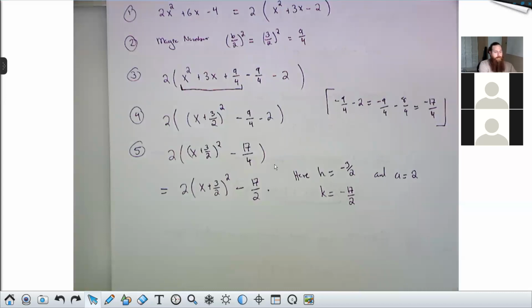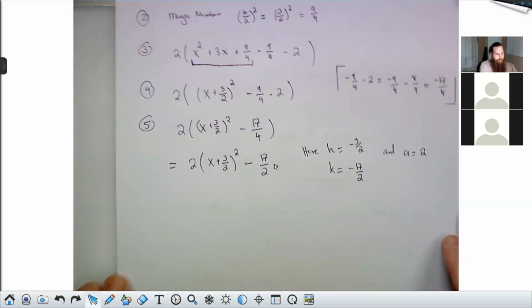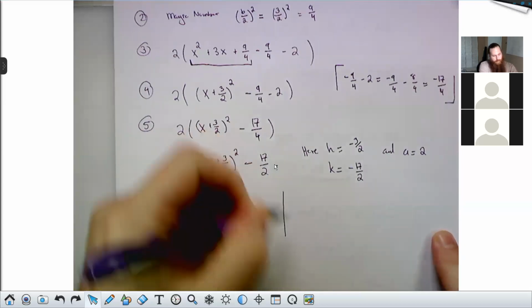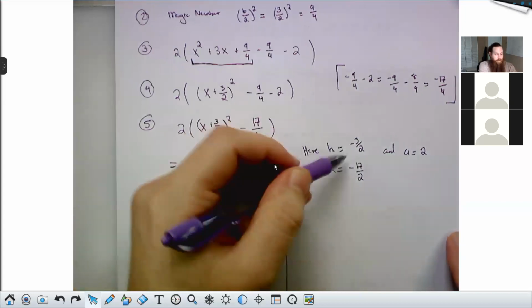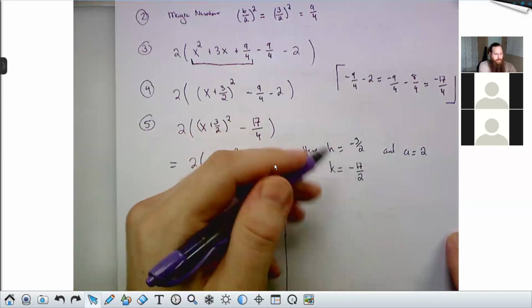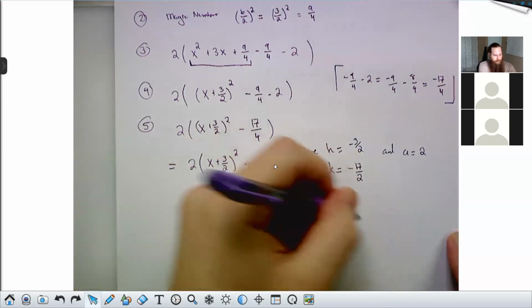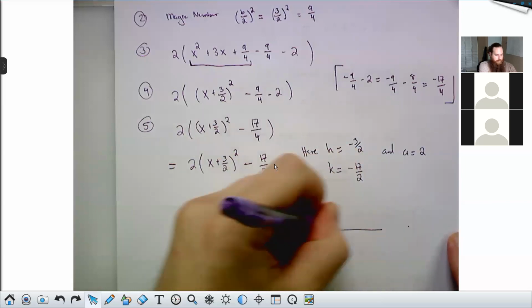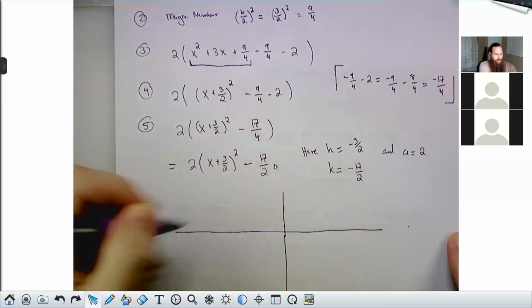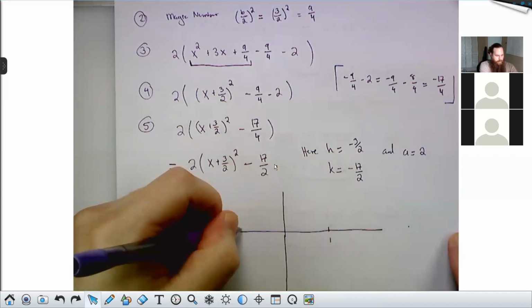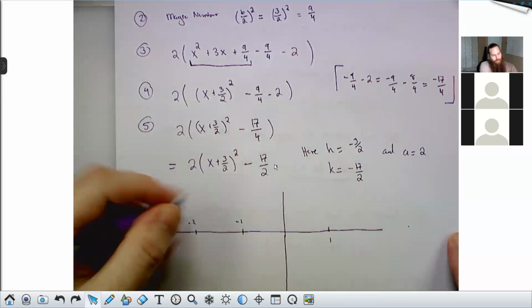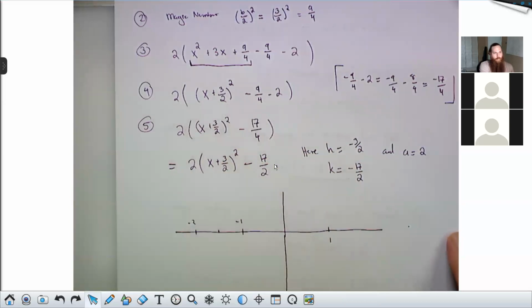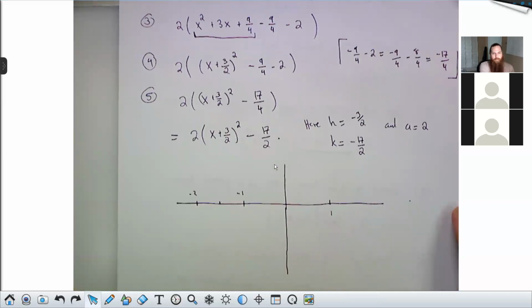So the last thing we wanted to do is graph this. I know that my parabola is going to open up because A is positive 2. And I know my vertex is at -3/2, comma, -17/2. So I'm going to give myself some space on that side. I'll mark this as 1, this as -1, and this as -2. -3/2 is -1.5. So that's right in between -1 and -2.